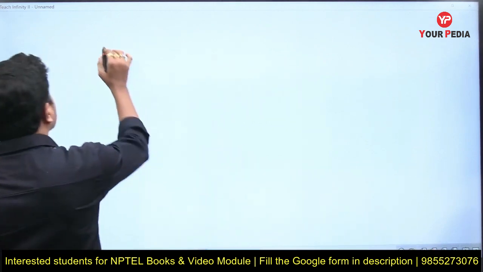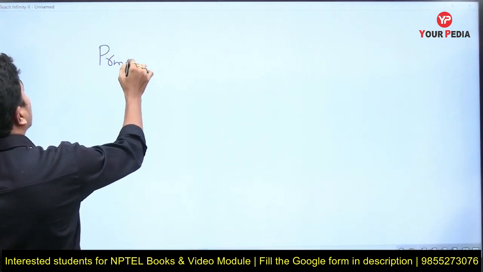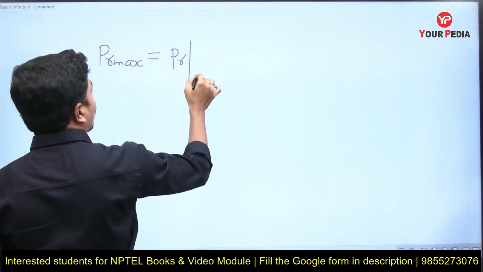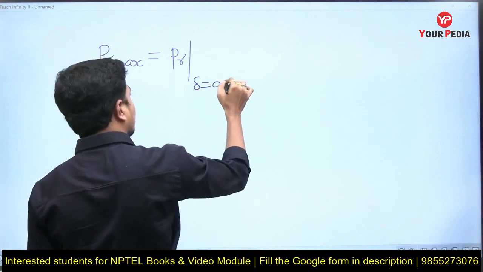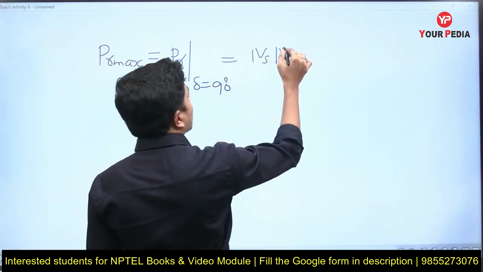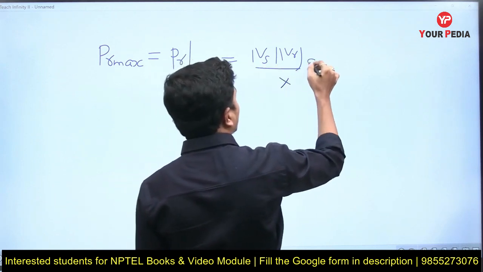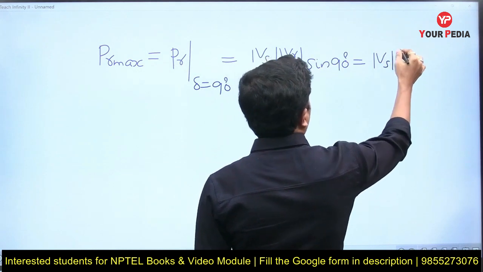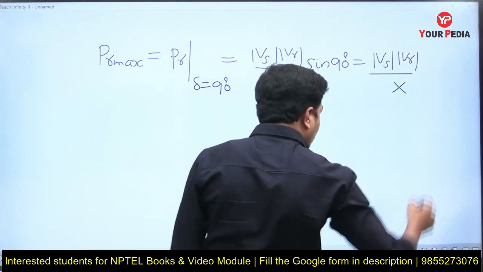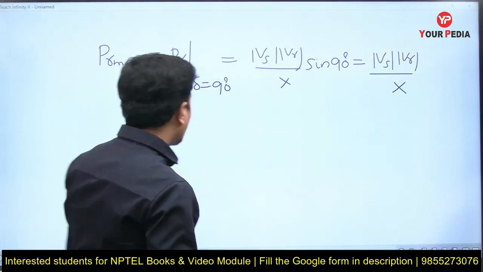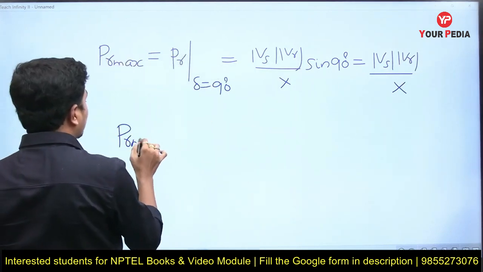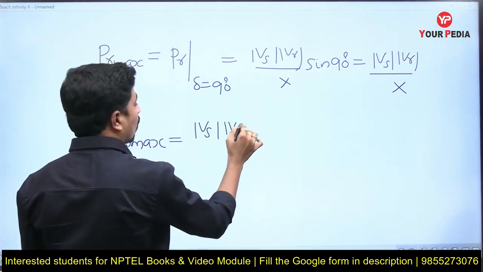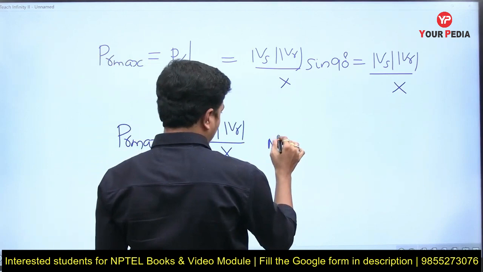Substitute that one. What is PR max? PR max is nothing but PR when delta is equal to 90 degrees. That is mod VS mod VR by X into sin delta. Delta is 90, and sin 90 is 1, so mod VS mod VR by X. Now that is the maximum. The maximum receiving end real power is mod VS mod VR by X megawatts.